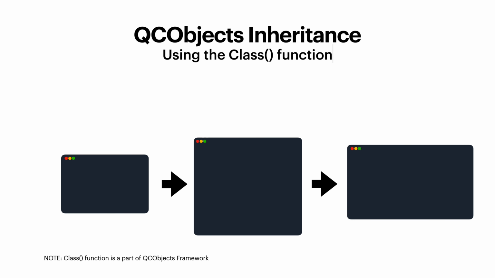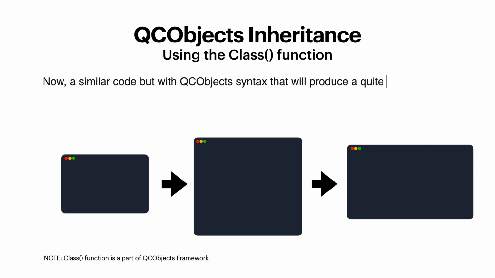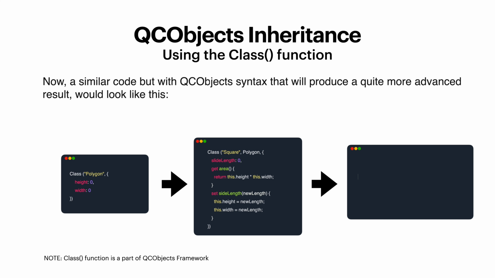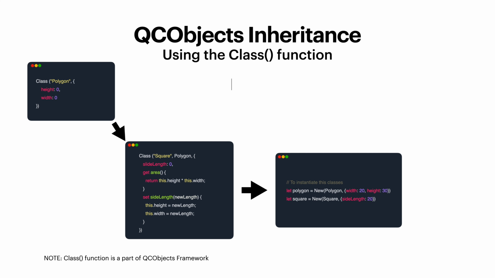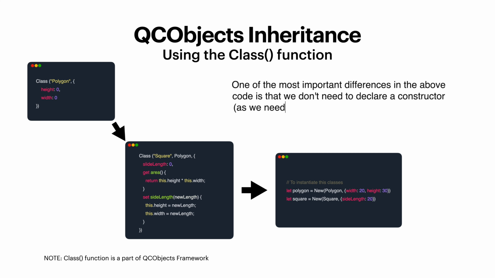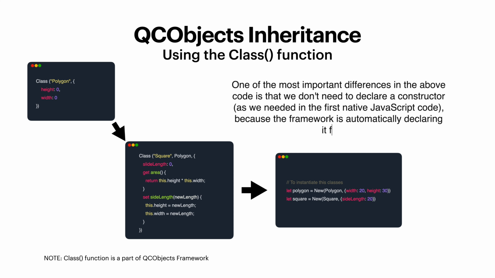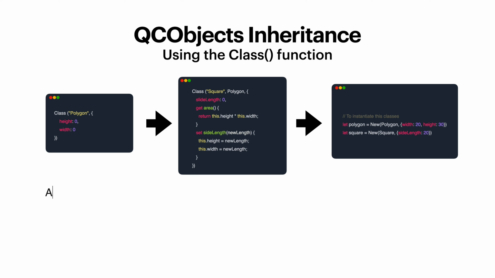QCObjects inheritance using the Class function. Now, a similar code, but with QCObjects syntax, that will produce quite more advanced results will look like this. One of the most important differences in the above code is that we don't need to declare a constructor as we needed in the first native JavaScript code, because the framework is automatically declaring it for us.